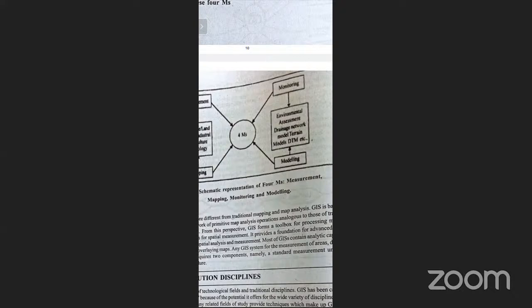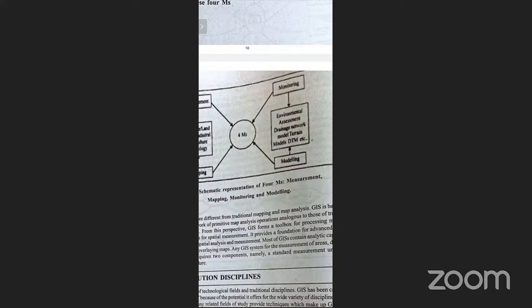Then finally we'll go for the modeling. In modeling, as per our requirement, we'll do the model. Most GIS contain analytical capabilities for reclassifying and overlaying maps. In any GIS, for measurement of areas, distances, and angles, two components are required. One is a standard measurement unit, and the second is a measurement process. As per this, we will classify, or give names to them.